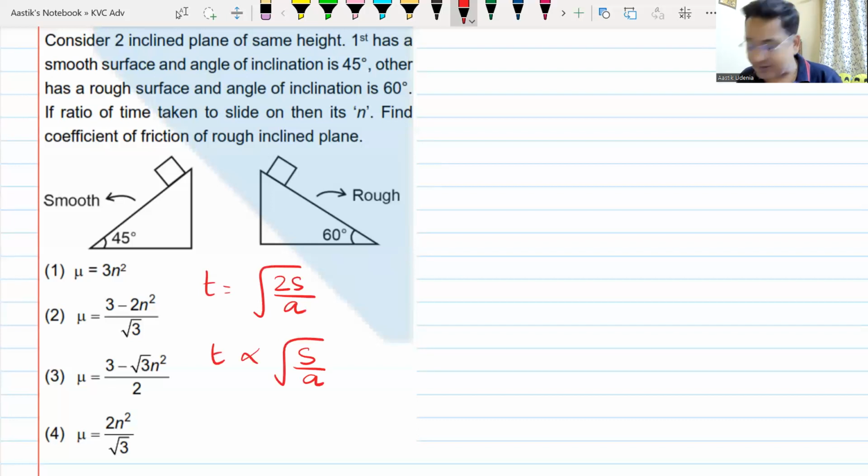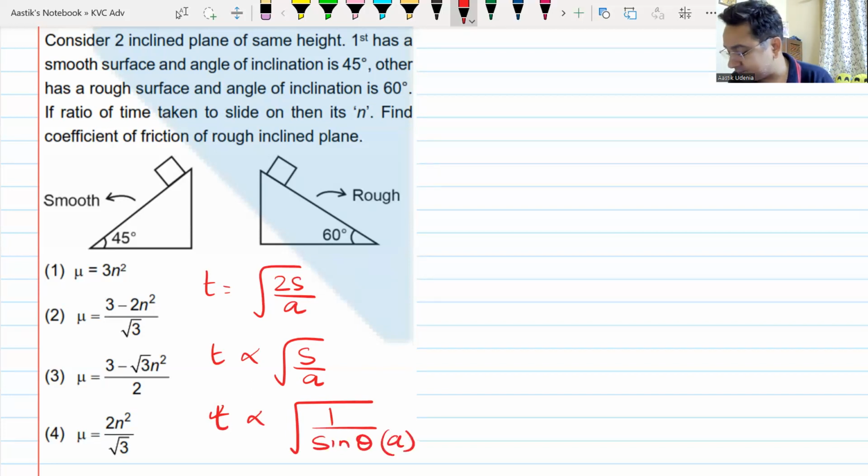Here the displacements are different. This displacement will be h divided by sine theta. Yes or no? Yes, sir. So this time will be proportional to 1 by root of sine theta into the acceleration a. Yes or no? Yes, sir. That's it. That is what you need to calculate.